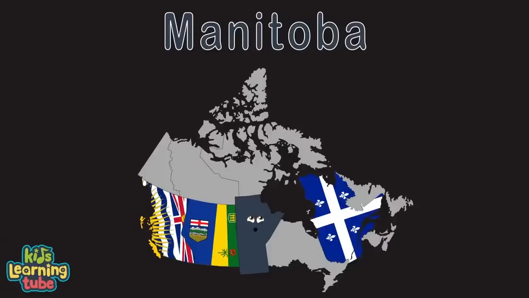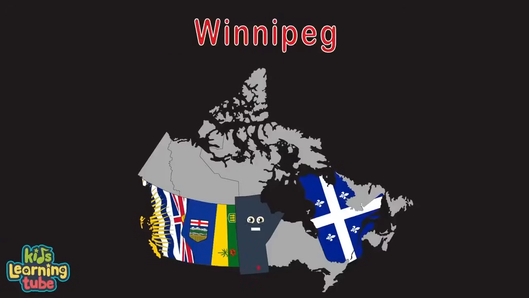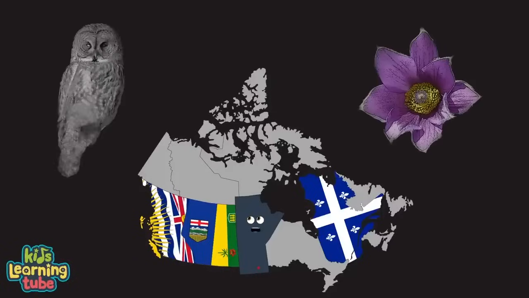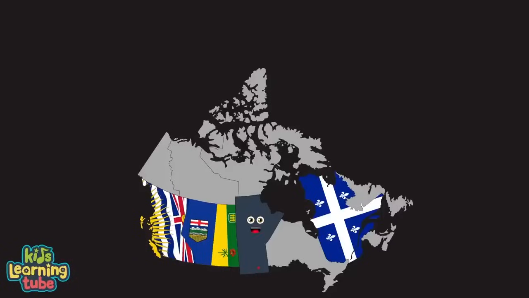Hey, I'm Manitoba, my capital's Winnipeg. I'm a province of Canada, I'm not pulling your leg. Prairie crocus is my provincial flower, great gray owl's my bird. I have Arctic tundra in the north and southern farmland to herd.